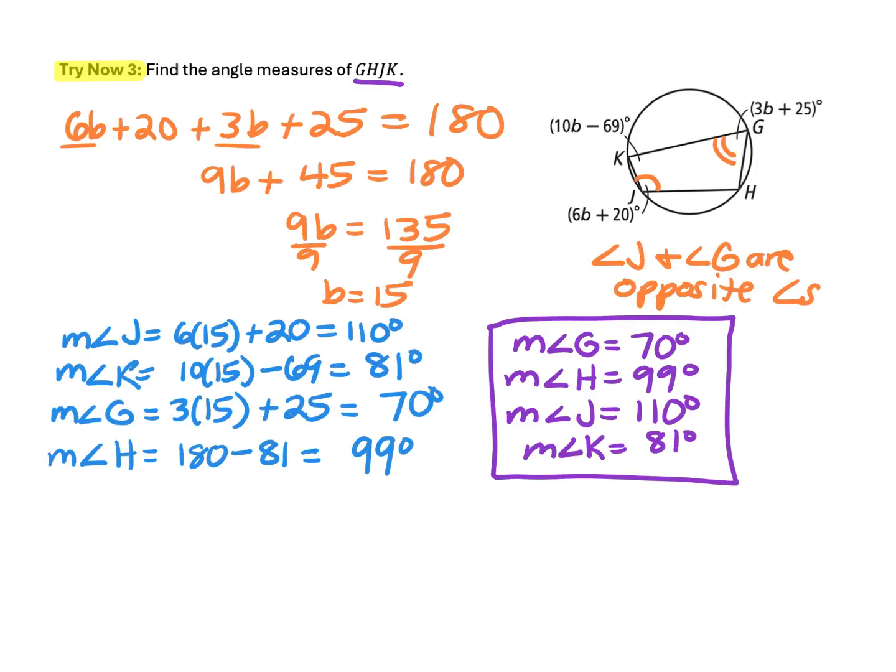Here's your solution. Notice that I took the 2 opposite angles with the variable expressions here, and I added them together to equal 180, did my algebra, and ended up with b equal 15. Once we know what b is, we can find the measure of j, k, and g, and then we can use the fact that k and h are opposite angles in the quadrilateral to find angle h. And I have all of my work shown over here and all of my final answers in this box.